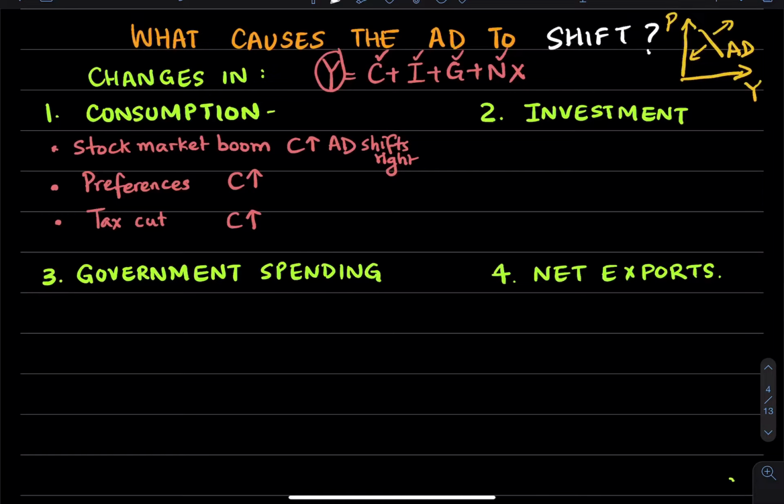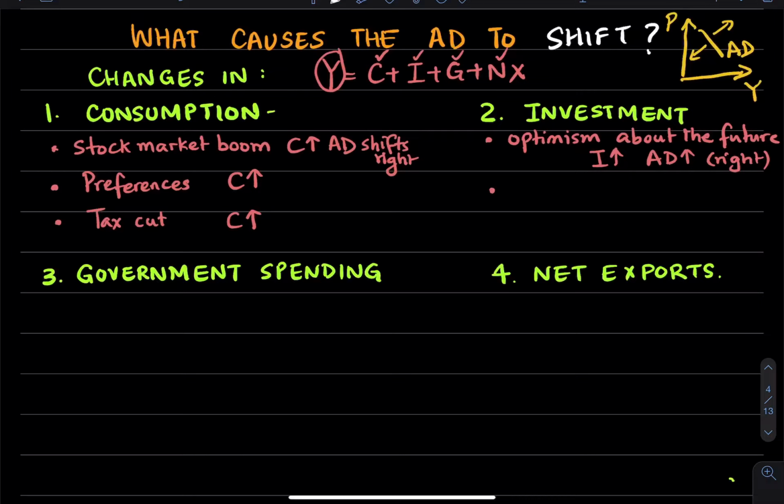Now, you could also have shifts in the aggregate demand curve coming from changes in investment. So any event that causes firms to invest more at a given price level, any type of optimism about the future. So if firms are optimistic, they might invest more today, and that would increase investment and shift the aggregate demand curve to the right. Okay, so again, investment would increase, aggregate demand curve would increase, and then shift to the right. So expectations could play one role.